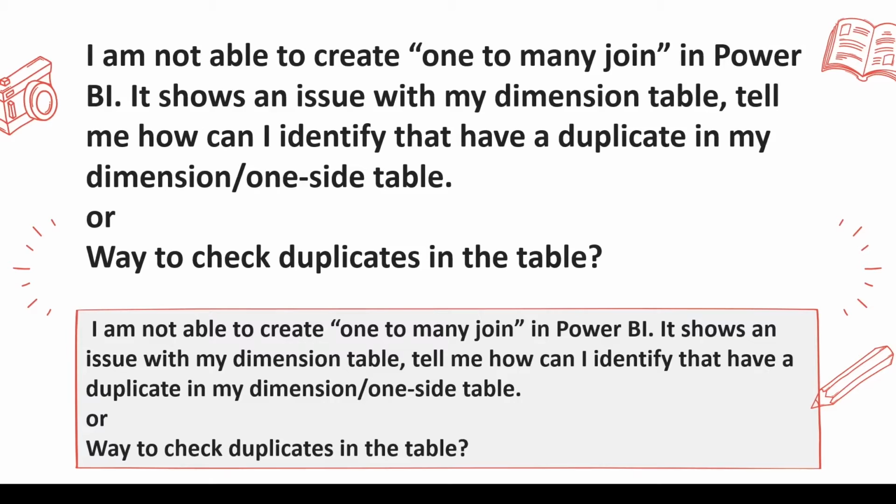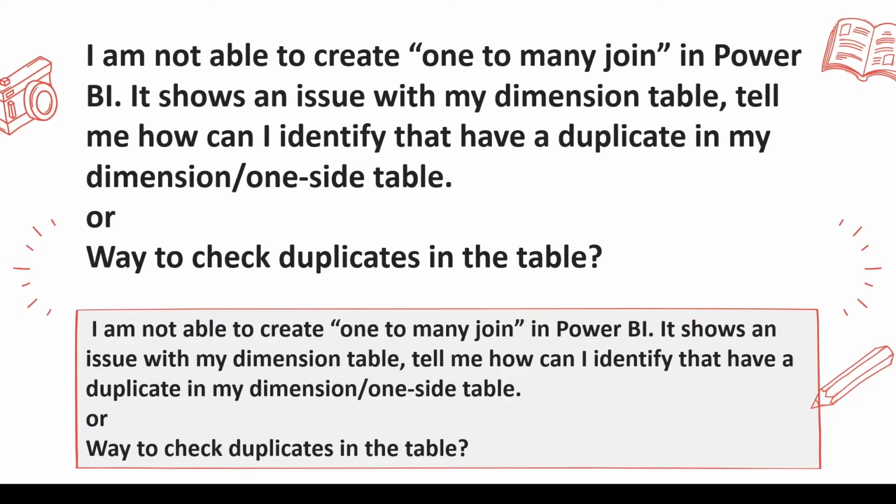The next question which you may be asked is, I'm not able to create a one-to-many join in Power BI. Dimension is on the one side and the fact is on the many side. I'm not able to create it and I don't know where the duplicate exists. So how do I identify there are duplicates in the table, and then how can we correct such duplicates? We will go to the Power BI file and try to understand how we can get such things.